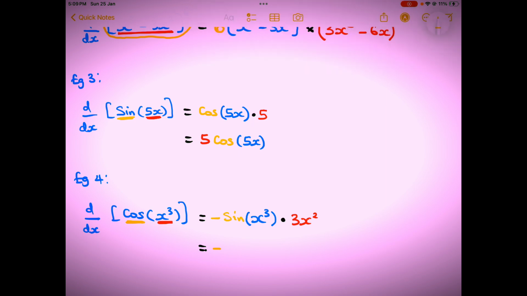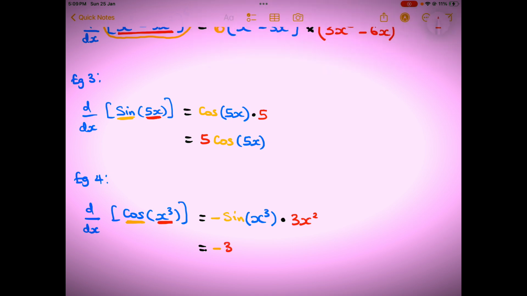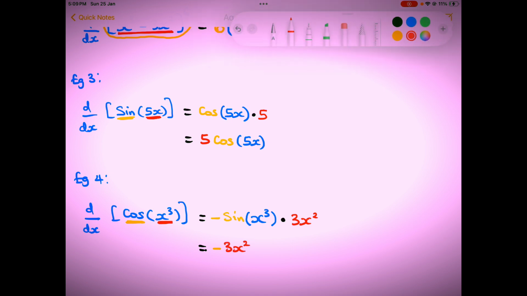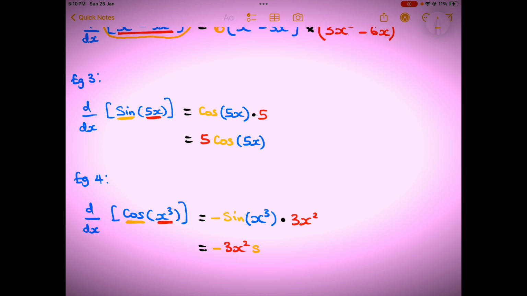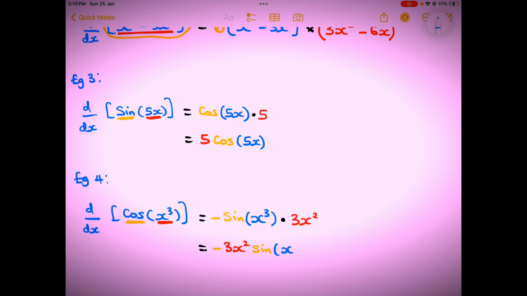So we can simplify by rewriting it in this form. Minus 3x squared sine of the x cube. So guys, this is the solution.